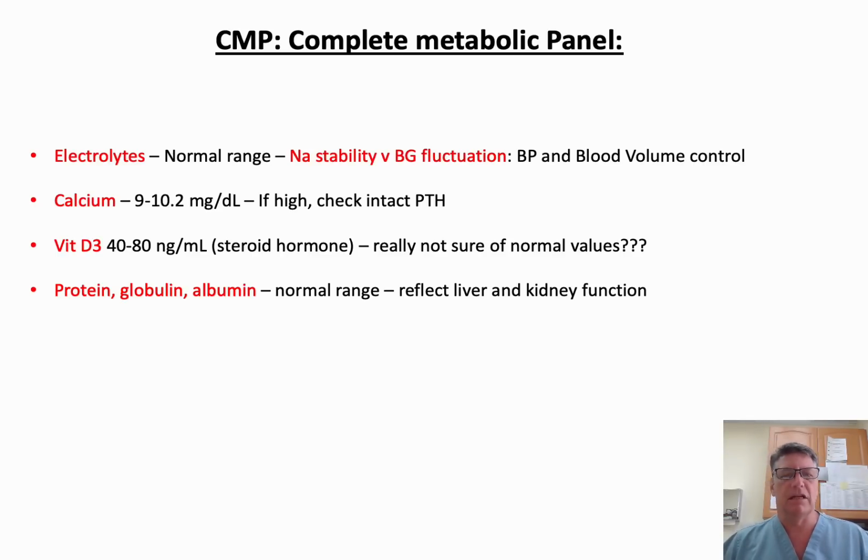Calcium levels, I typically want around 9 to 10, 10.2. If they're higher, check PTH. We sometimes see parathyroid adenomas. But when I'm looking at calcium, I also look at the vitamin D level. And vitamin D is actually not a vitamin, it's a steroid hormone, usually suppressed by insulin, usually blocked by insulin. Its precursor is actually cholesterol. But typically I'm looking at vitamin D, and I typically want it between 40 and 80.